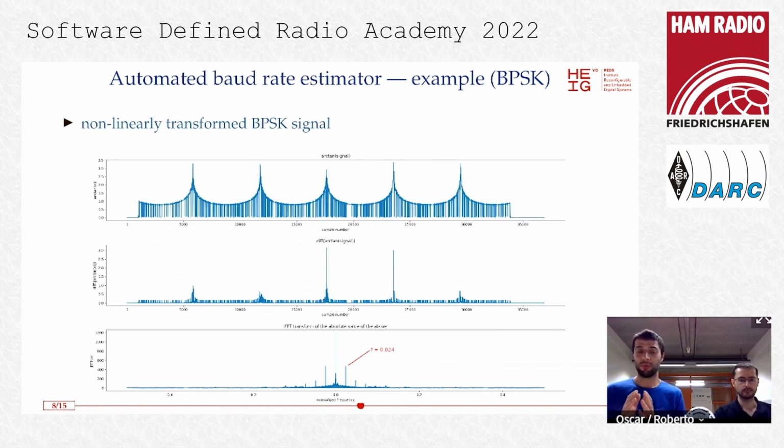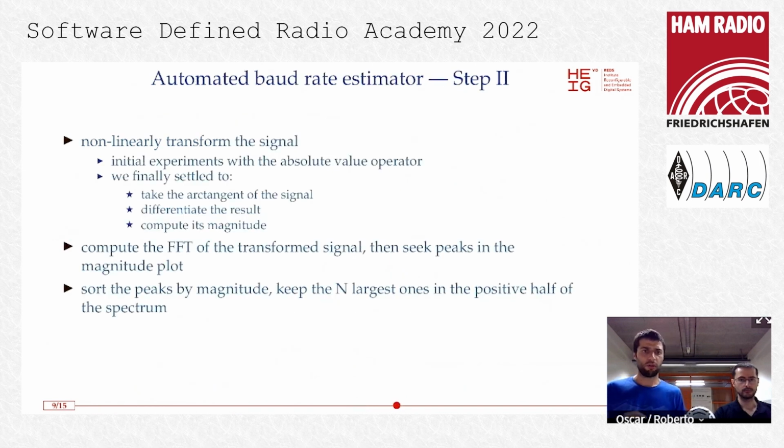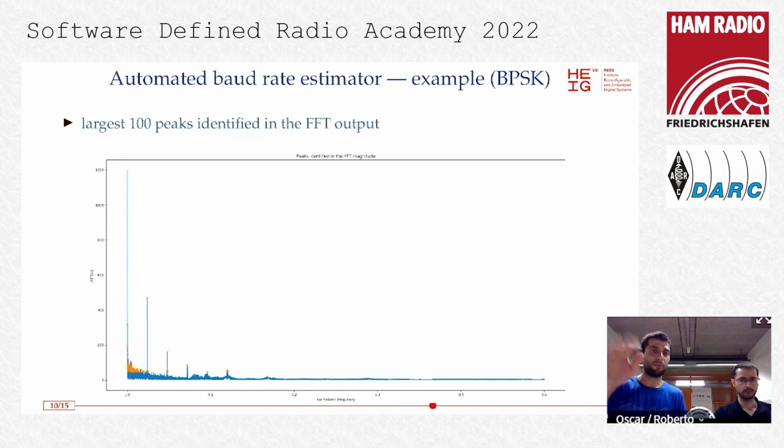The point is that, okay, we can see the peaks, but this has to be automated. So we have to make the system recognize those peaks. So what we do here is we sort the peaks by magnitude, and we keep only the n largest ones in the positive half of the spectrum. And let's say that we keep the 100 largest peaks. And we can see them, there are many of them on the left. Some of them are all together, but we also have one detected in the second highest peak.